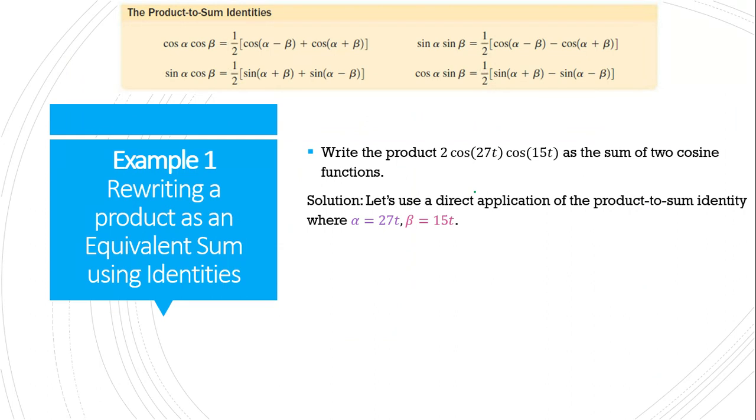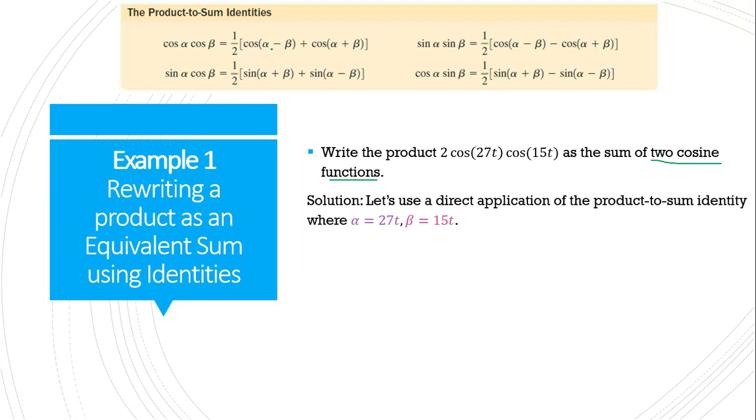Rewriting a product as an equivalent sum using an identity. So our objective here is to write the product 2 times cosine of 27t times cosine of 15t as the sum of 2 cosine functions. So not only does it tell us straight up that we have to use, we want to write it as a cosine plus a cosine, right?